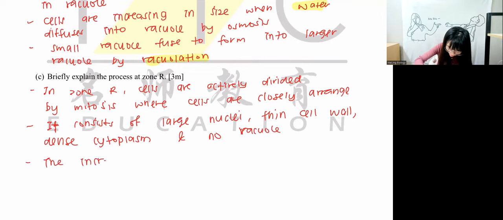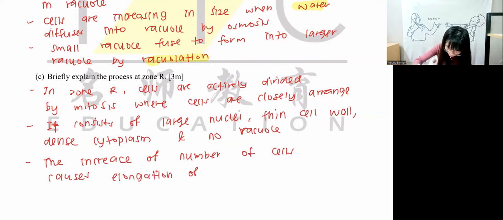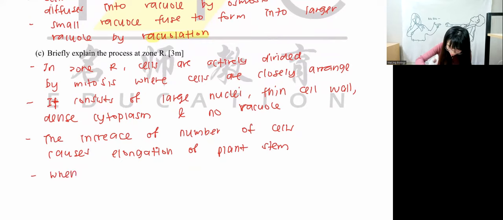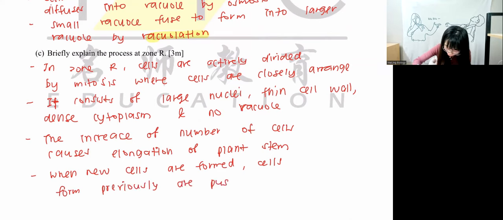The increase of number of cells causes elongation of plant stem. When new cells are formed, cells from previously are pushed to zone of cell elongation.